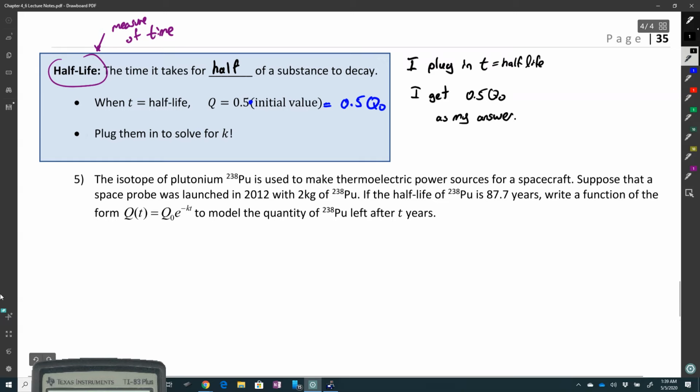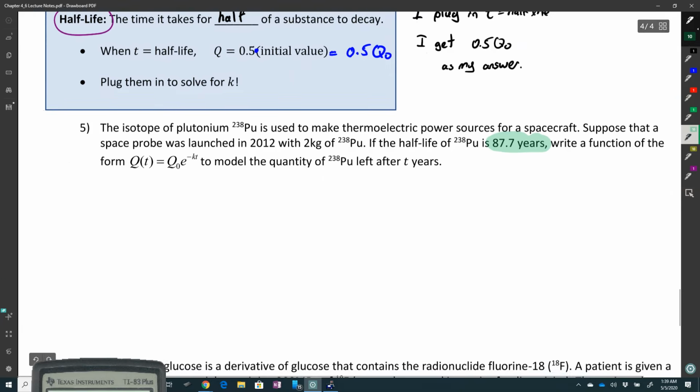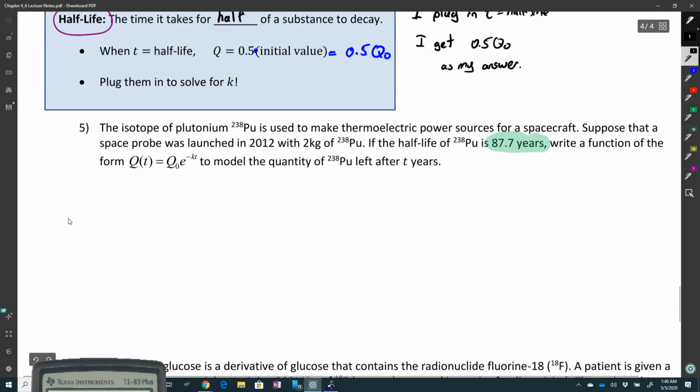The isotope of plutonium-238, Pu, I don't know how to say that, is used to make thermoelectric power sources for a spacecraft. Suppose that a space probe was launched in 2012 with 2 kilograms of it. If the half-life of that element is 87.7 years, write a function of the form Q = Q naught e^(-kt) to model the quantity left after t years. All right. So the half-life is 87.7 years.